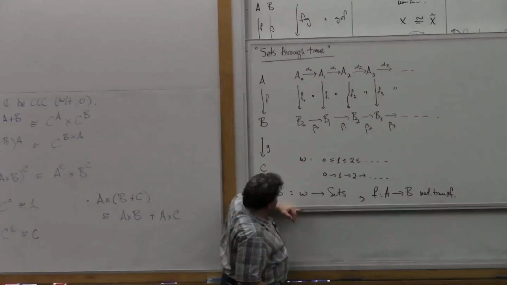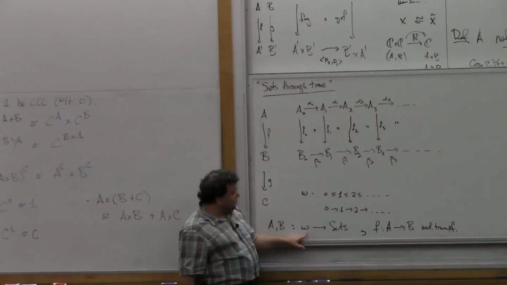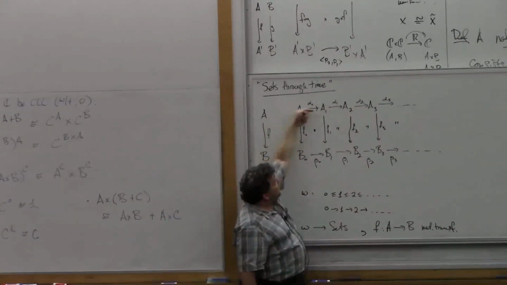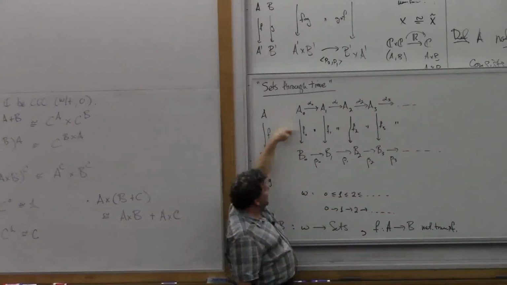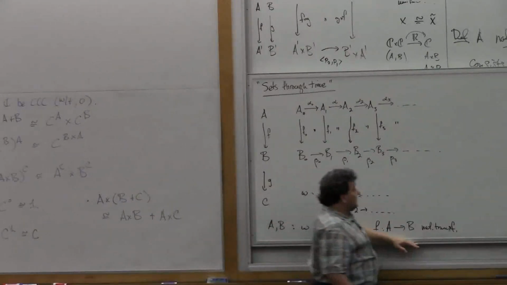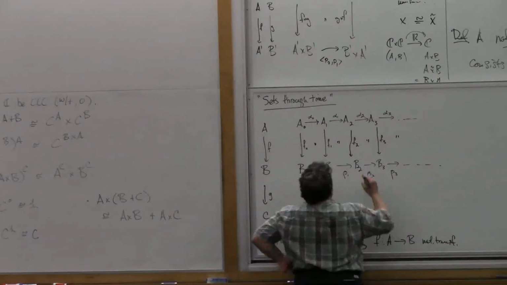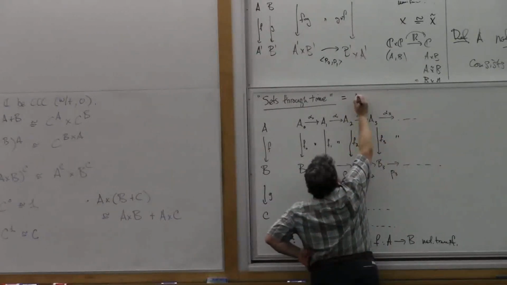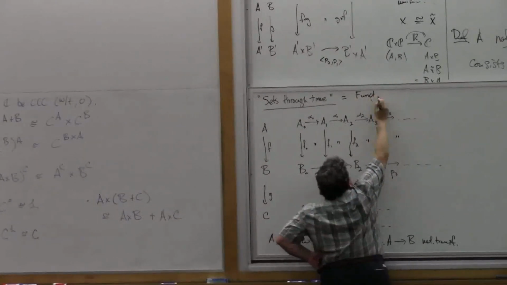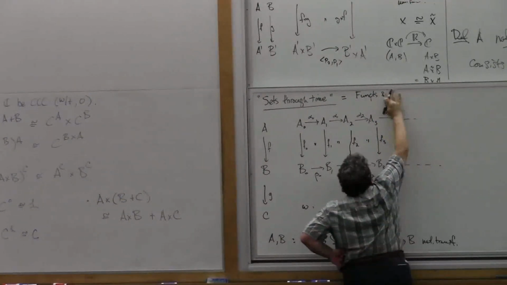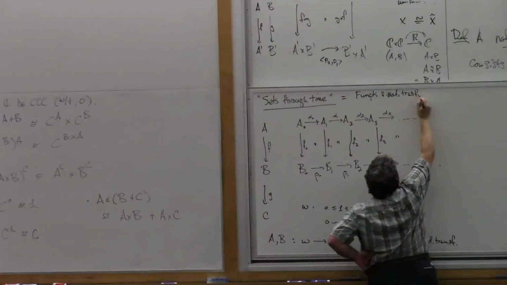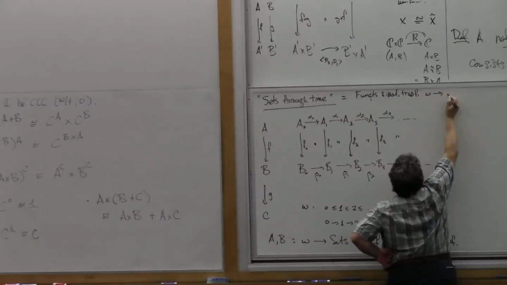Because a natural transformation in this case is an indexed family of maps, one for each object in omega, so an F0, F1, F2, and so on, such that for any maps in the index category, all the corresponding squares there commute. Good? So the category of sets through time is nothing but the category of functors and natural transformations of the form omega into set.